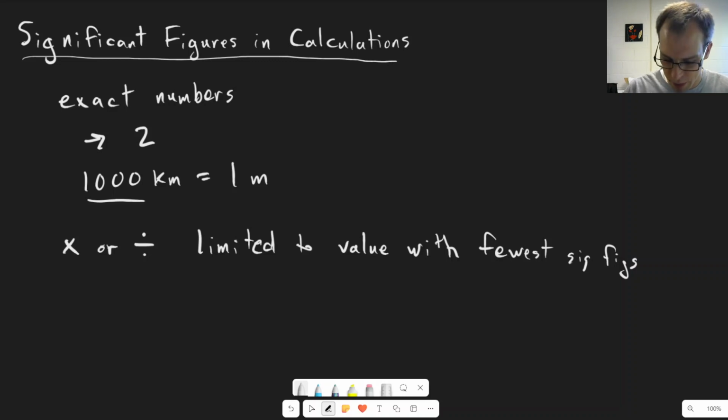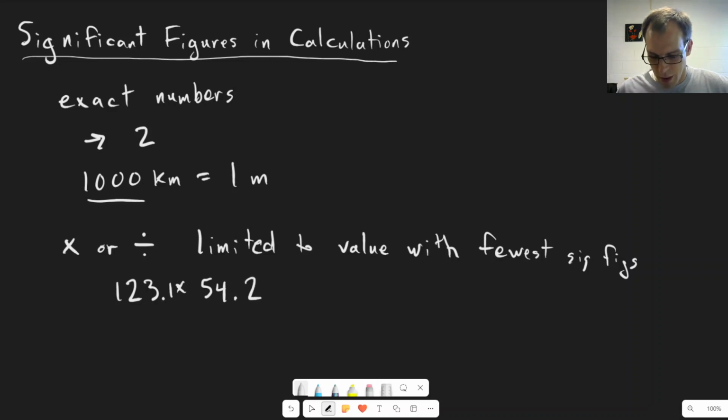Let's do an example. Say I am taking the number 123.1 and multiplying it by 54.2. Neither of these are precise values, right? So my first value has 4 significant figures. My second value has 3 significant figures. That means for my answer, we go with the fewest. Since this has 3 significant figures, our answer should only have 3 significant figures as well.